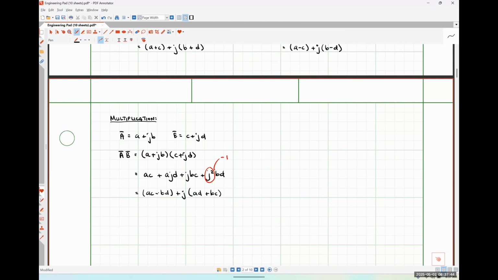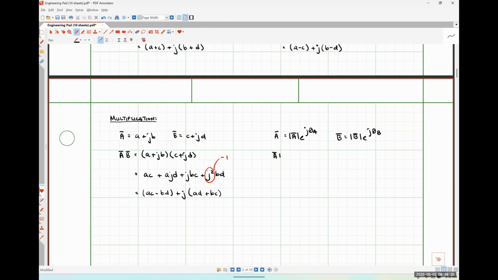Any other questions about this multiplication operation using rectangular form numbers? This is actually going to be much, much easier if we're using exponential and, by extension, polar form complex numbers, okay? So over here on the right, let's say complex number A is the magnitude of A, e to the j theta A, and complex number B is the magnitude of B, e to the j theta B.